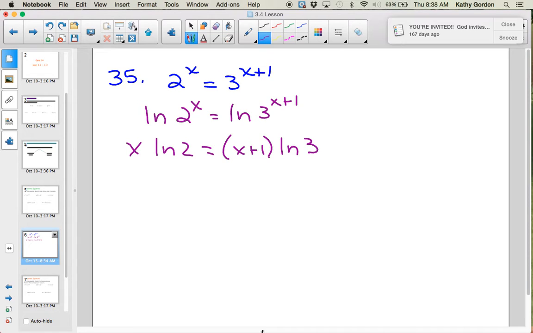In order to get to the x by itself, we need to get rid of the parentheses on this side by distributing. So this is going to become like an x times ln 3 plus an ln 3. This is an x times ln 2. And so what do I need to do to get x by itself? I need to get all the x's on the same side.